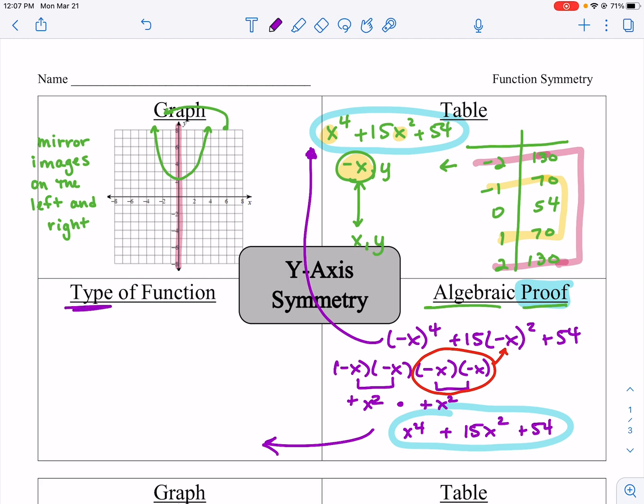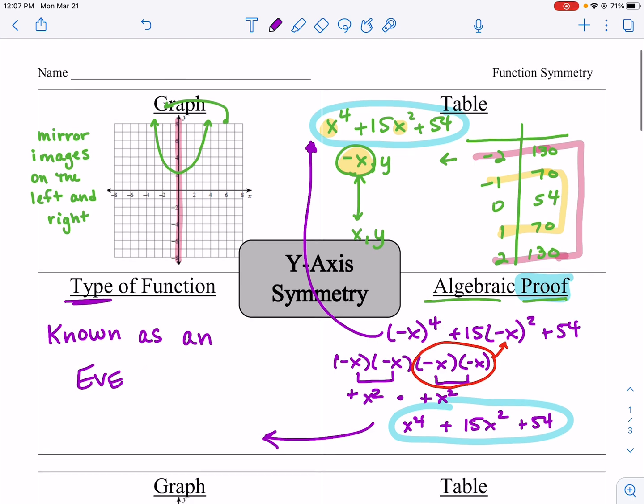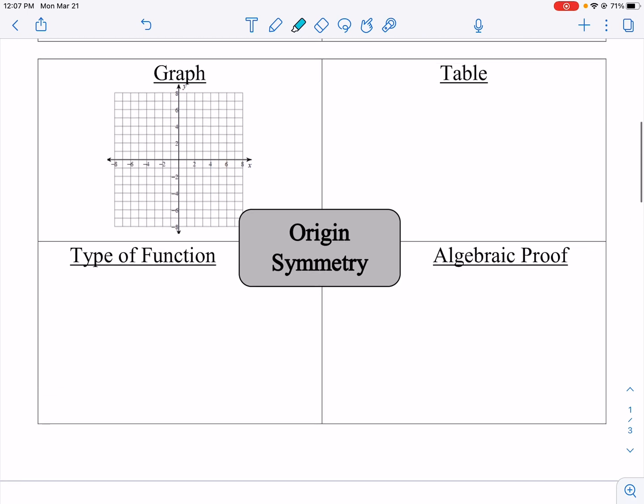So not only does this have y-axis symmetry, but it is also known as an even function. Okay, so this has y-axis symmetry. It satisfies the proof, and therefore is an even function. Even function. Okay, so let's take a look at the next type of symmetry.